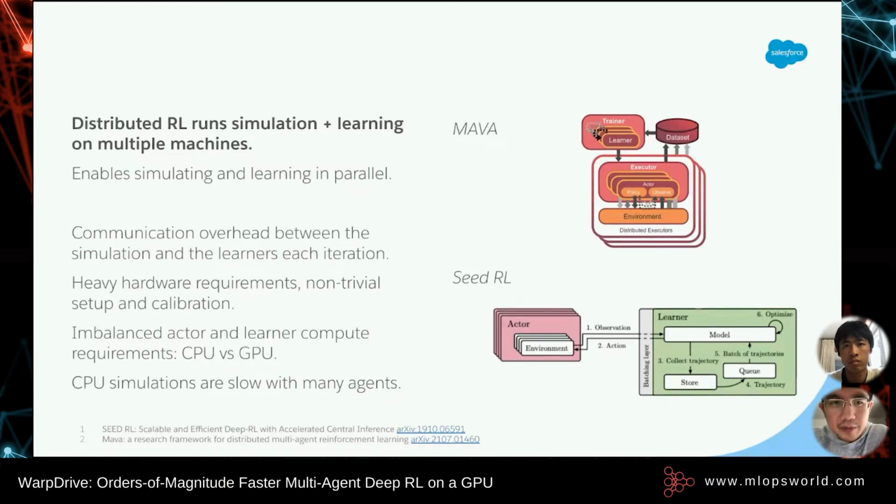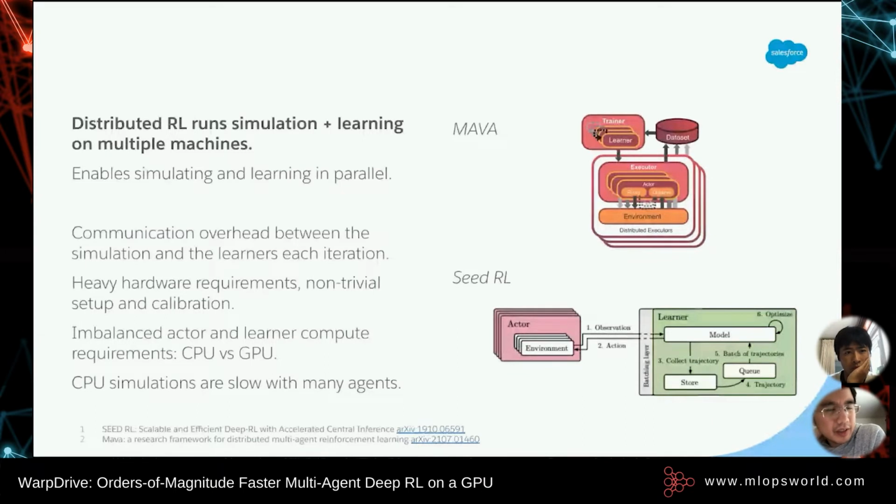Now, one very salient set of issues is that if you have multiple machines, you need to communicate between them, and that means there's communication overhead each time you go into this simulation loop, for instance. That could be between every individual step or between getting part of the simulation and then training on it. There's always going to be that communication overhead.